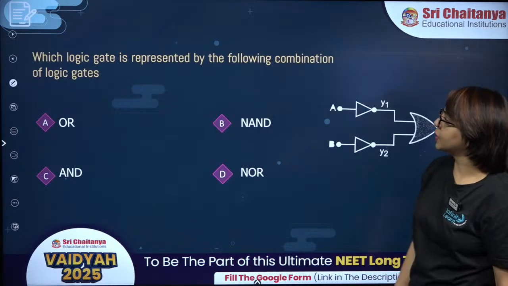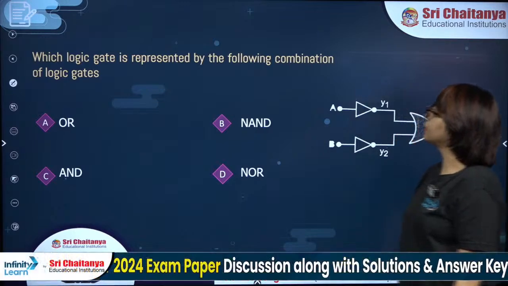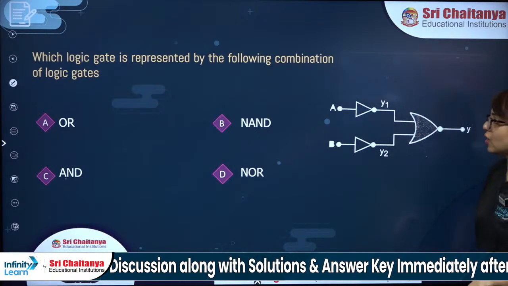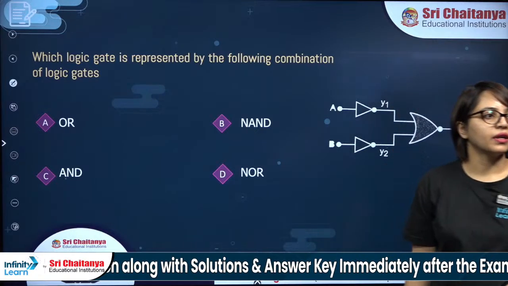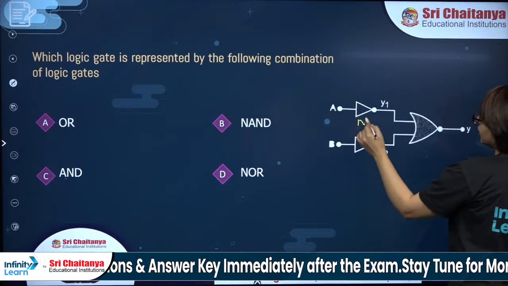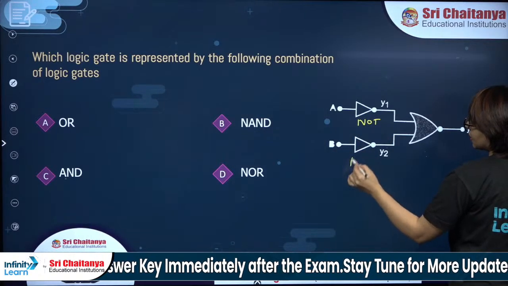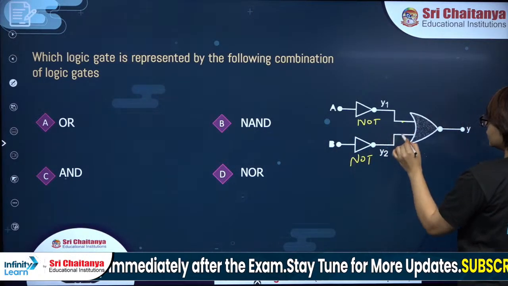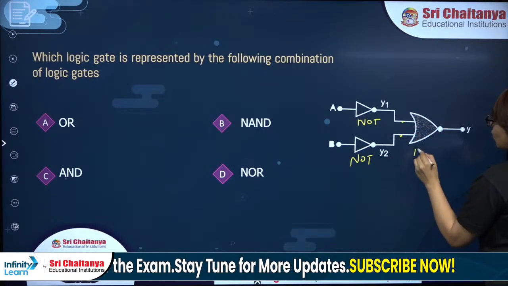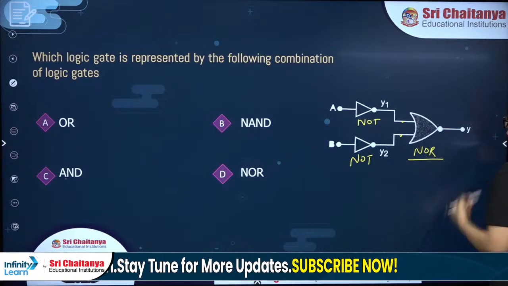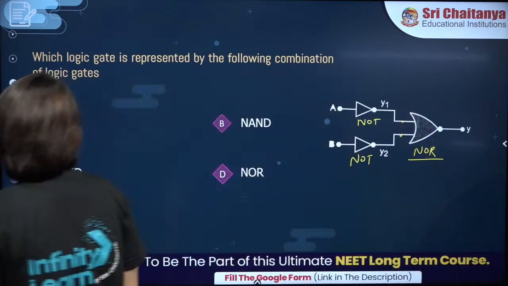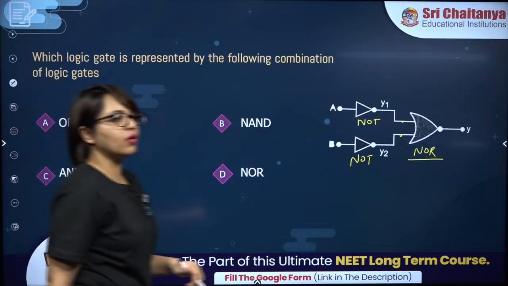Next is this one. Which logic gate is represented by the following combination of logic gates? OR, NAND, AND or NOR? We have A, then a NOT gate, then B, a NOT gate, then the outputs of these two NOT gates are inputs of this NOR gate. You have to find which gate this combination is behaving like.